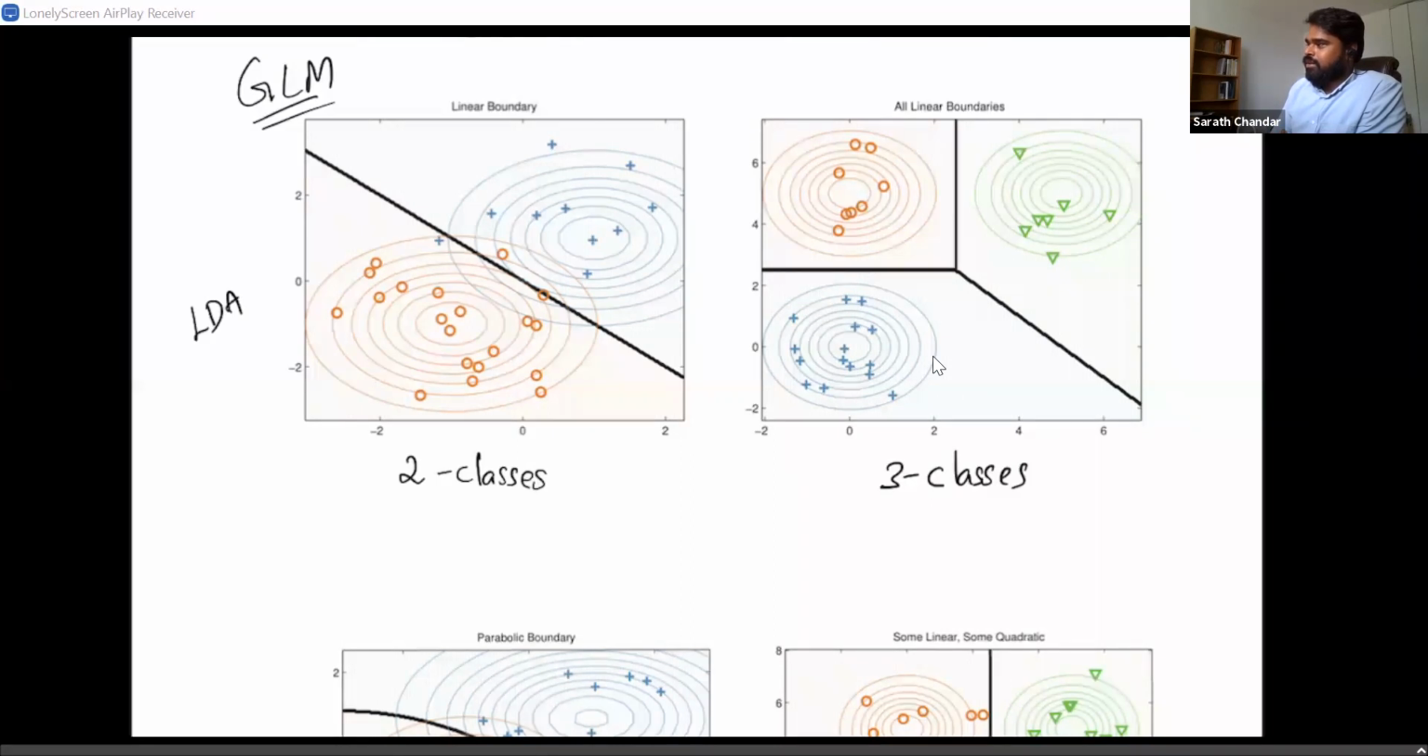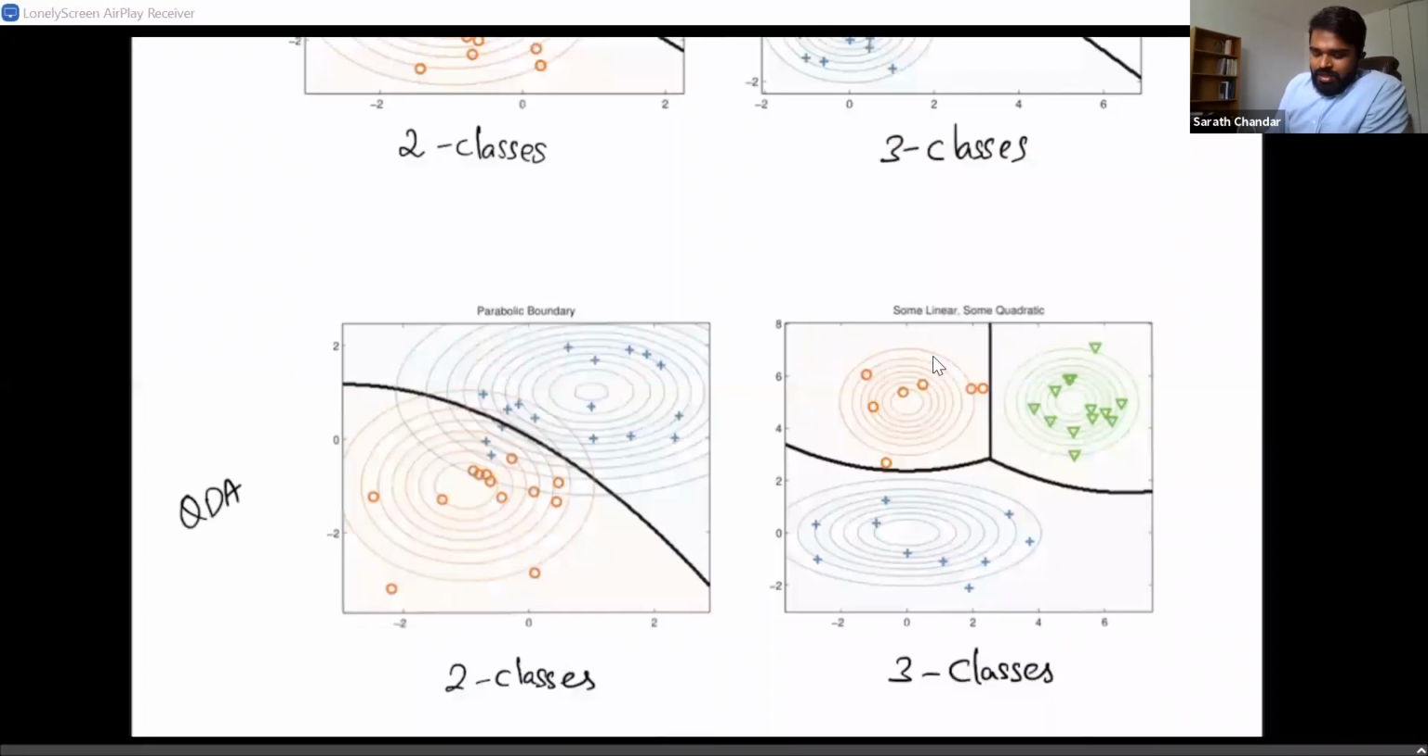Okay, I see some answers in the chat. So remember that you could do either 1 versus 1, where for every pair it's class 1 versus class 2, class 1 versus class 3, and so on. You could do 1 versus all, right? Or you could use a discriminant based approach. So these are the 3 ways in which you could do multi-class classification. In this case, you see a discriminant based solution, dividing the 3 classes.